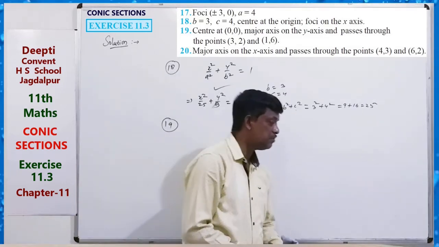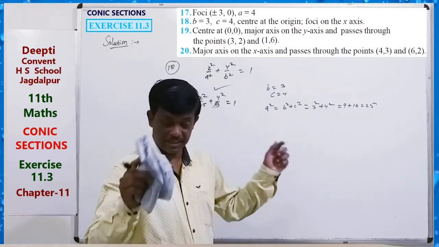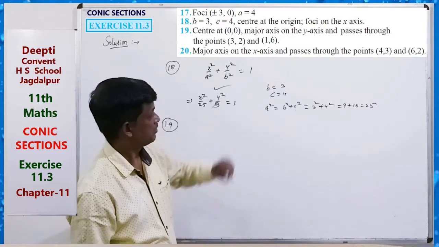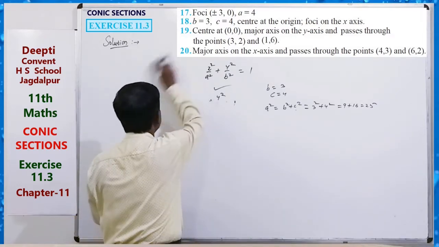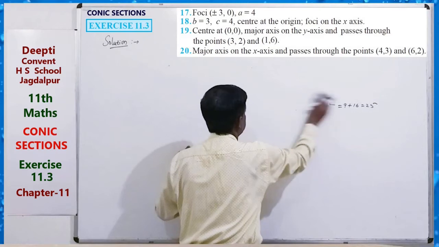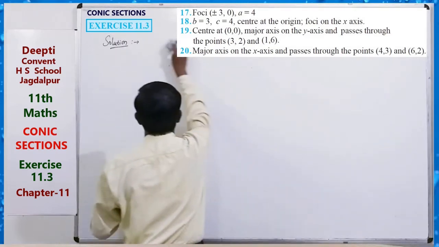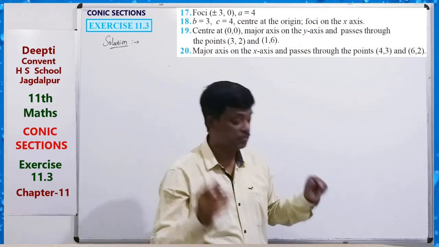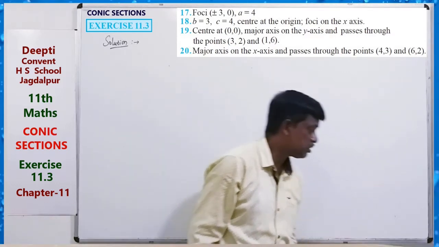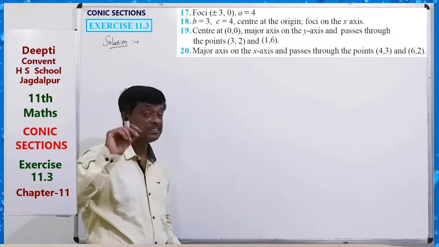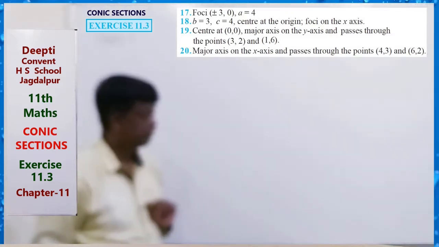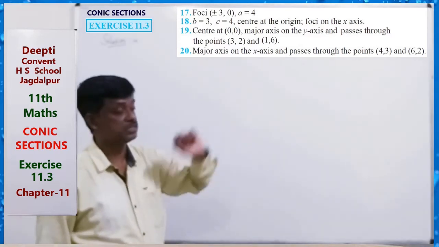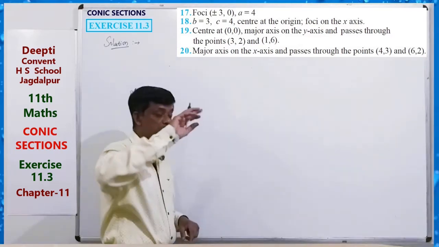Similar is question 19. Find the equation of the ellipse satisfying the condition. Here it is a different type. Questions 19 and 20 are the same type. For finding the equation of the ellipse we have to find the values of a and b. The conditions are: center at origin, major axis on the y-axis, and passing through 2 points.